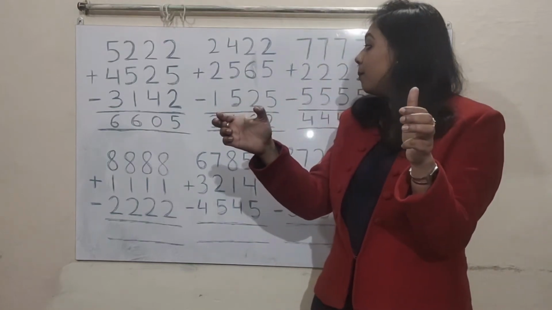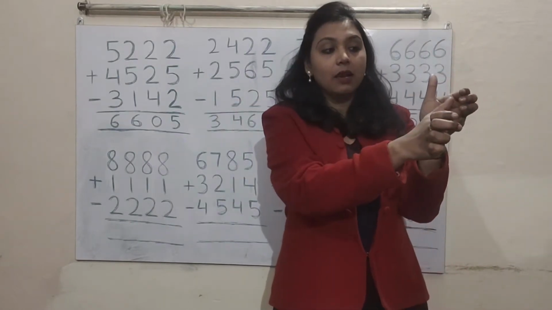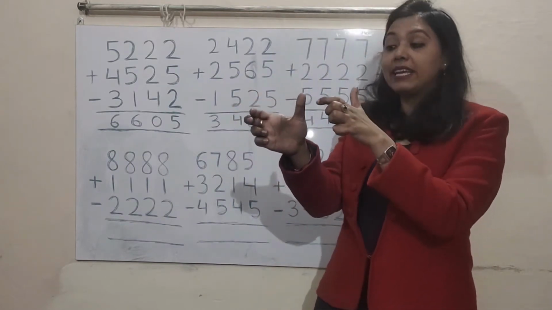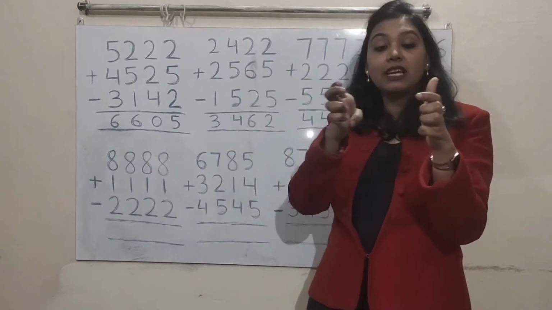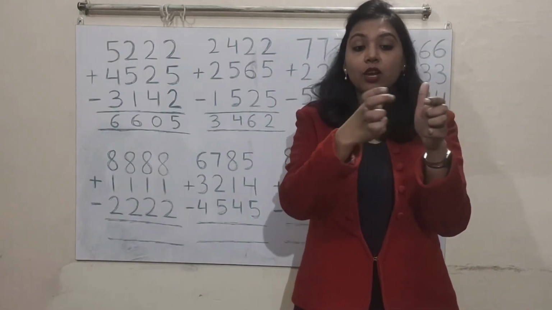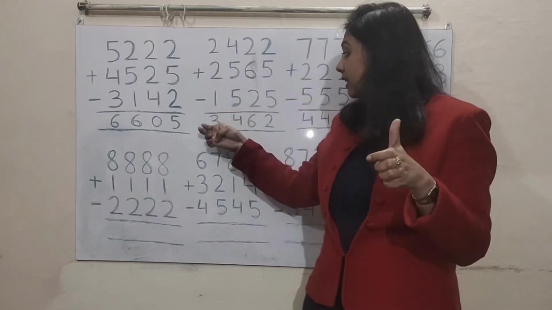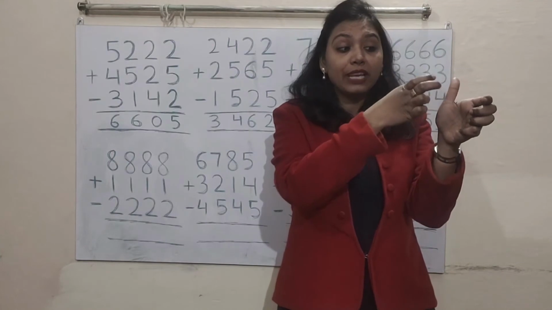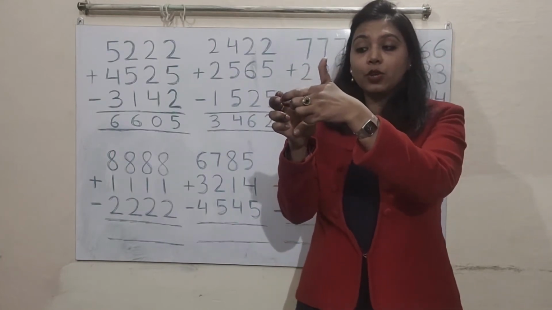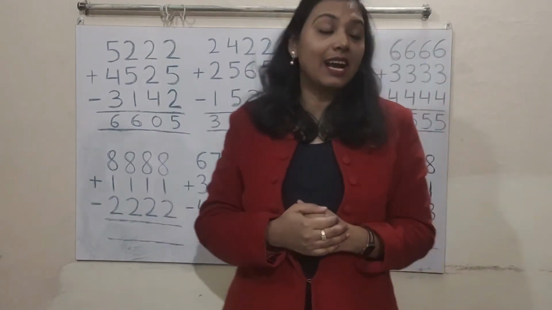Minus 500. Minus 20. Minus 5. Now count. 1,000, 2,000, 3,000. 100, 200, 300, 400. 50, 60. 1, 2, 62. 3,462 is the answer.